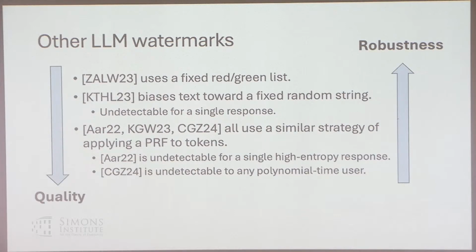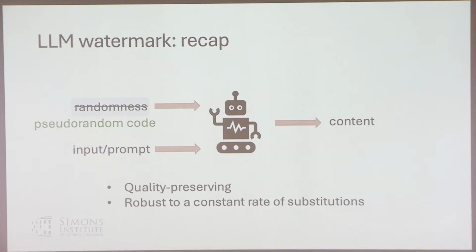Sorry, to which constant rate? Like up to 1/2 or something like that? Yeah, so you pick any constant less than 1/2, and then you can set the parameters of the code to achieve that robustness.